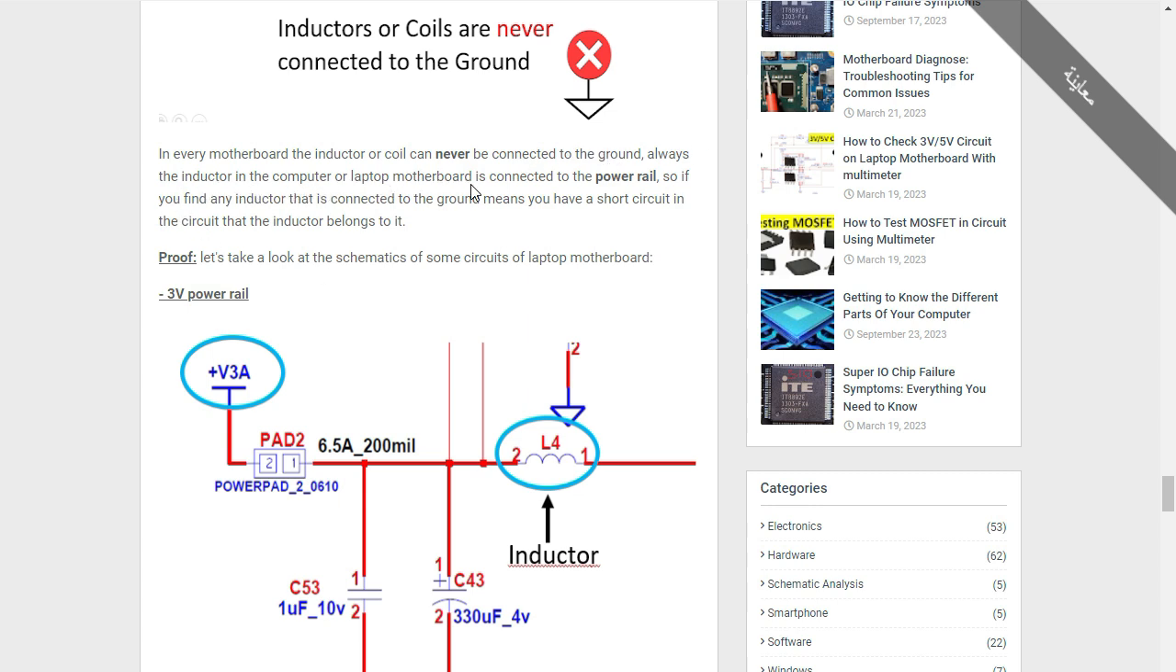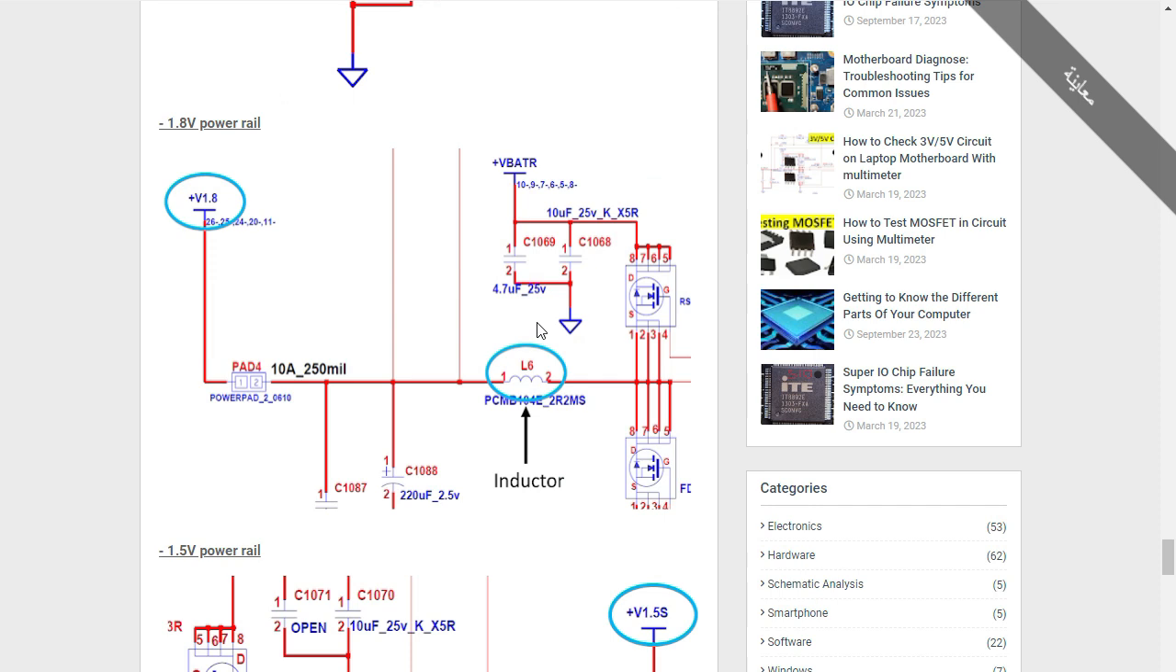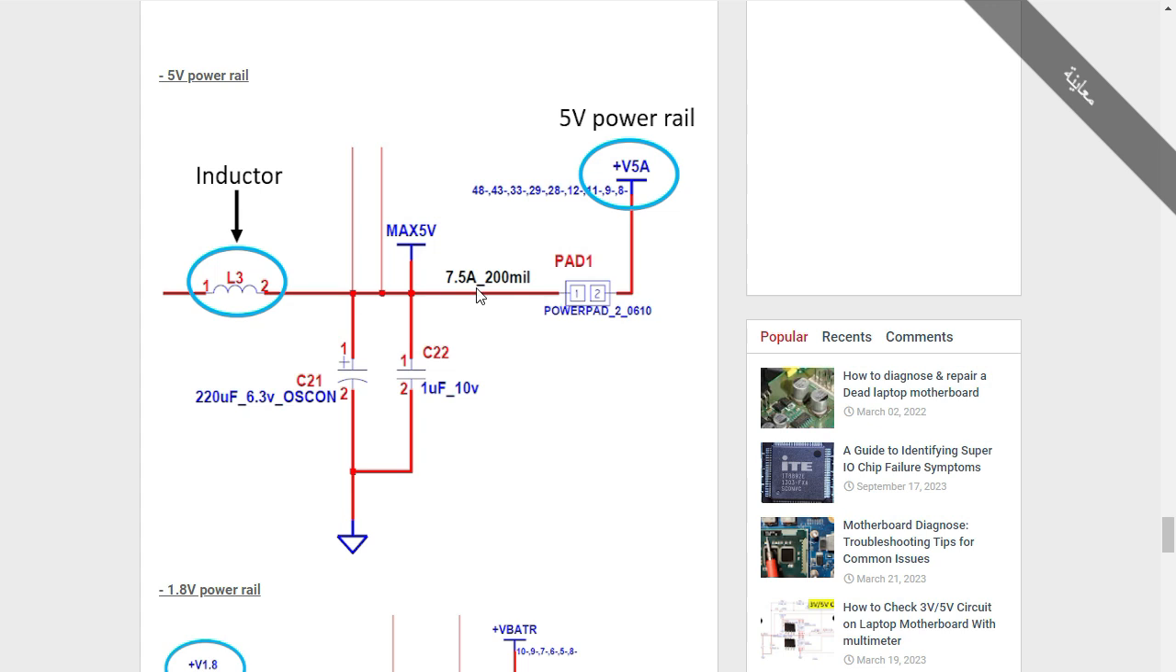Always the inductor in the computer or laptop motherboard is connected to the power rail. Okay, power rail. For example, here we have an inductor. It is connected to the 3-volt power rail. Here the inductor is connected to the 5-volt power rail. Here also the inductor, as you can see, is connected to the 1.8-volt power rail. Okay. No ground here. It cannot be connected to the ground. If the inductor is connected to the ground here, it means we have a short circuit.